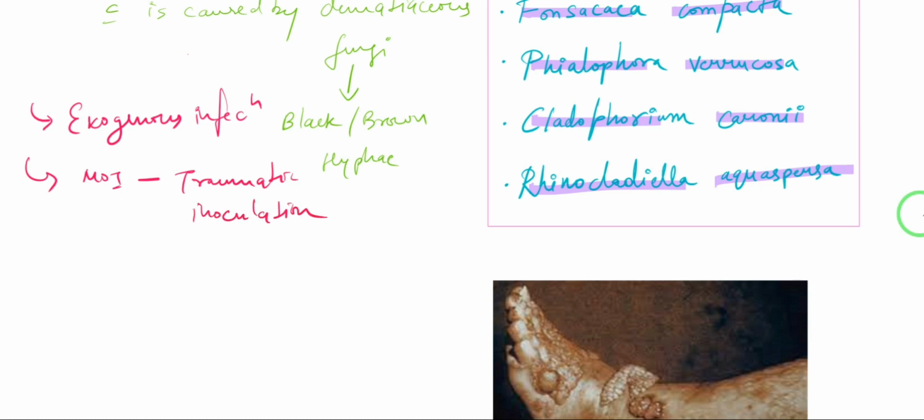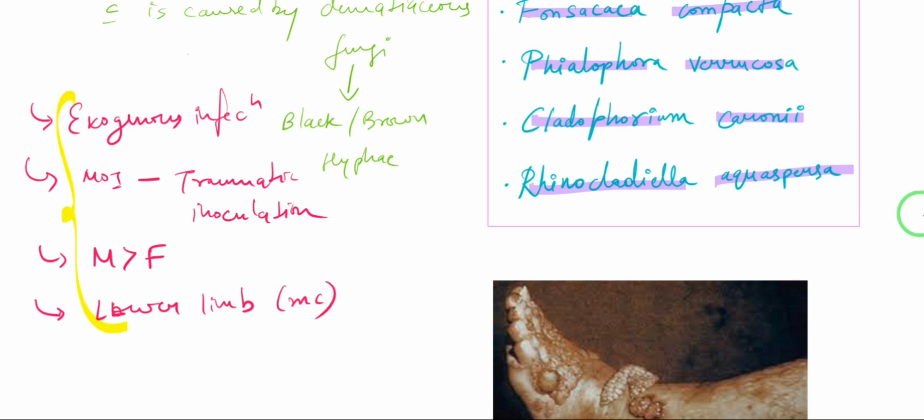Some kind of trauma with a contaminated object, or it could be just the soil. So by traumatic inoculation we get the infection, and again males are more commonly affected than females, and the lower limb is the most common site involved. Otherwise they can be found in any place where they infect us. So these are the similarities that we see between mycetoma and chromoblastomycosis. Now let's talk about the lesions that we see in chromoblastomycosis.